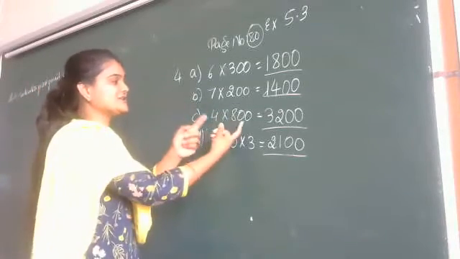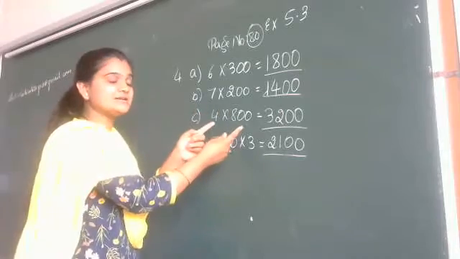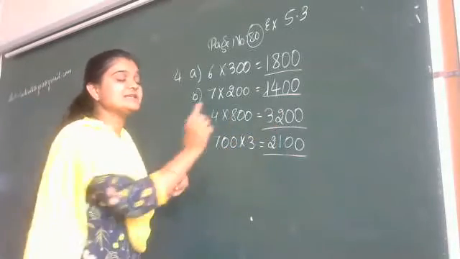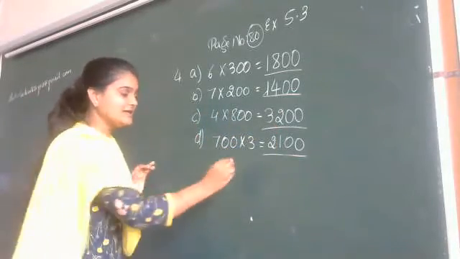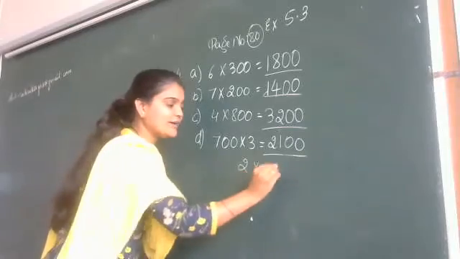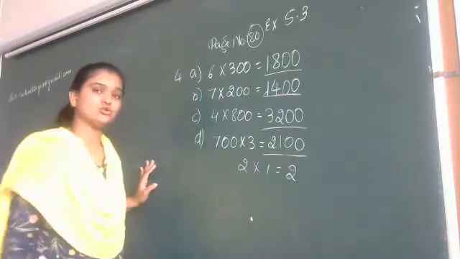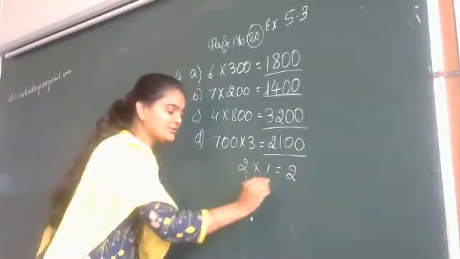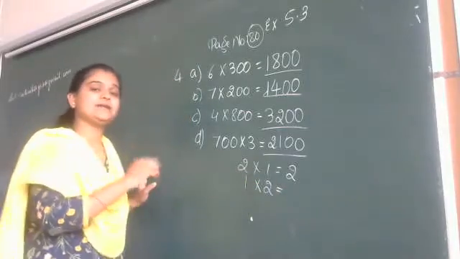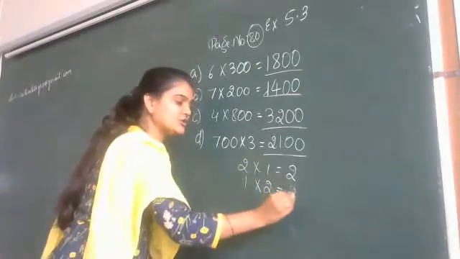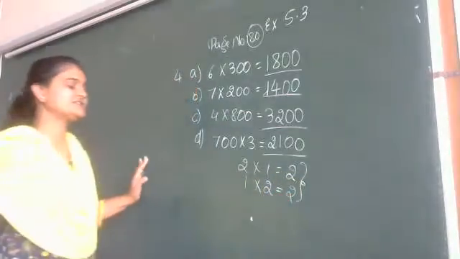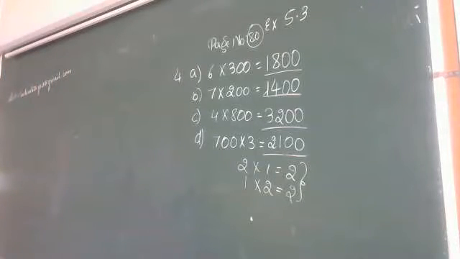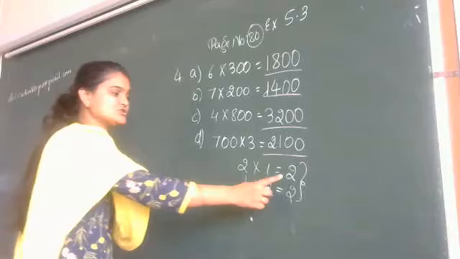Okay? In multiplication, if you interchange the numbers, the product will be the same. Either you do 2 into 1 or 1 into 2, the answer is 2. So in multiplication, interchanging the numbers gives the same answer. The product will remain the same. Is it understood?